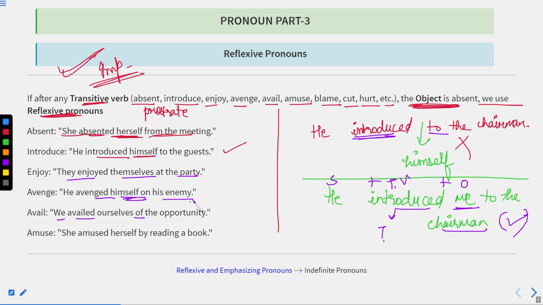After the verb avail, we always use the preposition of. Thus we need a reflexive case as well. We availed ourselves of the opportunity. It means we took advantage of the opportunity.